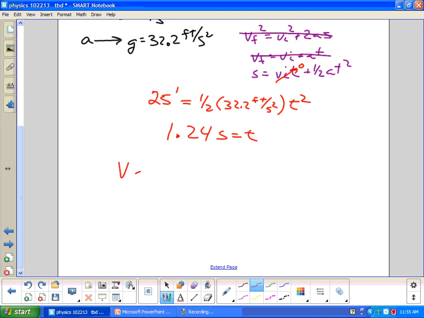I think the best formula is this. And I'm going to change a to g, because the initial velocity is 0, and now I know the time. So my final velocity is 32.2 times the time.